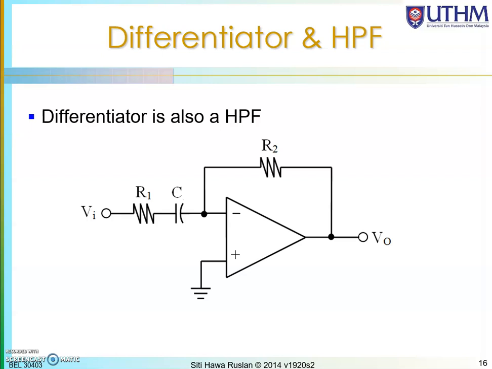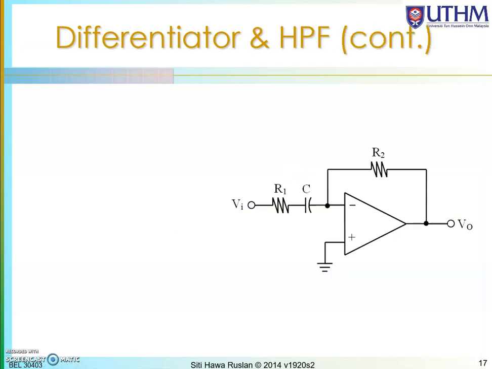Now we move on to a high pass filter, but it is inverting amplifier. If you look over here, V in is coming to the negative terminal, and this circuit is actually a differentiator. Okay, you have learned about differentiator in chapter 1. So now we look into this differentiator as a high pass filter.